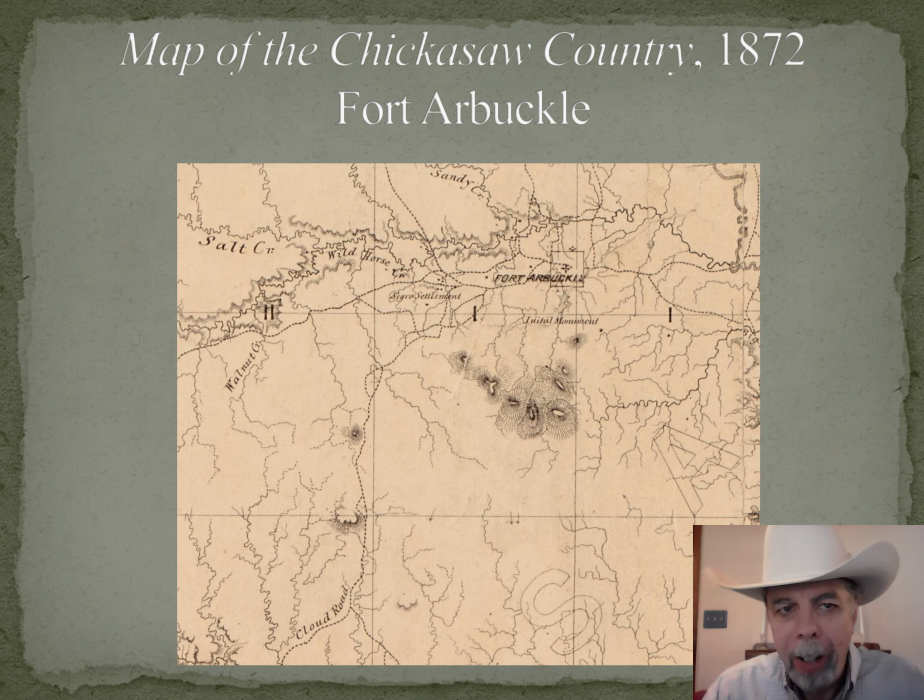Now, this is also a detail from the 1872 map of the Chickasaw country. As we follow the trail north toward Fort Arbuckle, we find on this detail down in the lower left portion, here's Cloud Road. This is the Gainesville Road where it merged into Cloud Road, and then the trail leads on towards the fort. Here is Fort Arbuckle up near the top of the detail. And notice that there is another network of trails leading into and away from Fort Arbuckle from different directions.